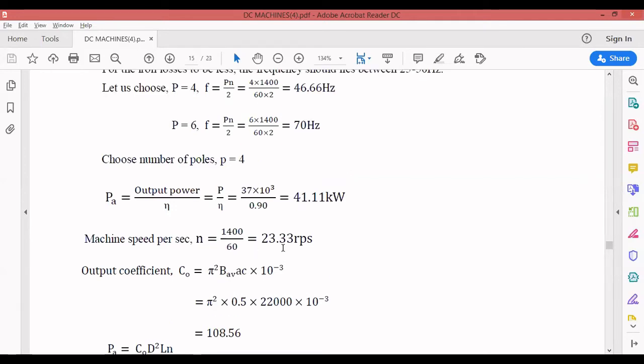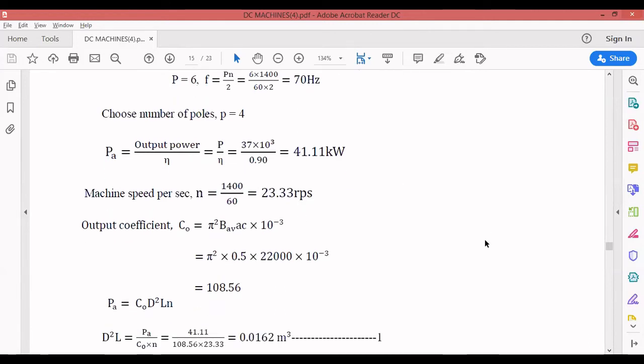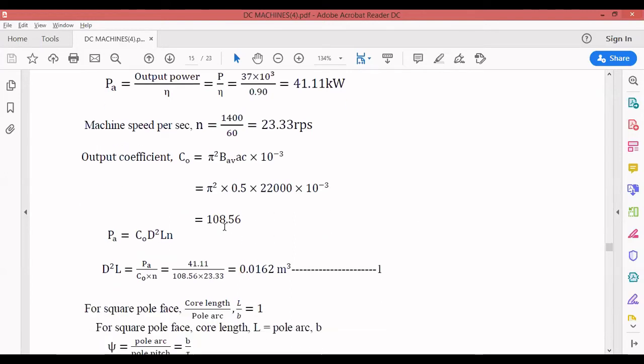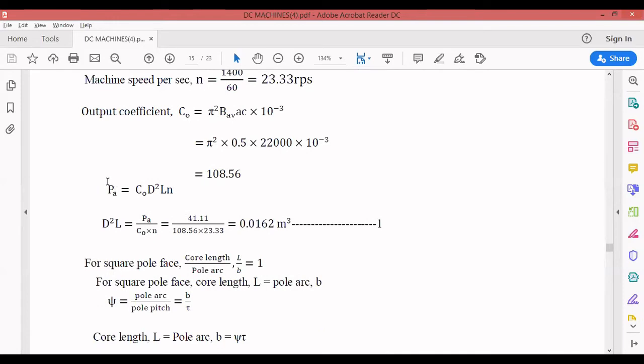What do you get here? 23.33. Same 23.33, you can put it here directly. 1400 by 60 is 23.33 RPS. Calculate the output coefficient C naught, pi square Kw Bav ac into 10 to the power minus 3. Calculate C naught. What do you get? 108.56. And once again, power developed by the armature is given by what?